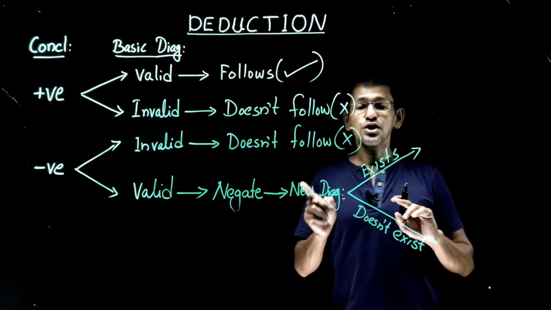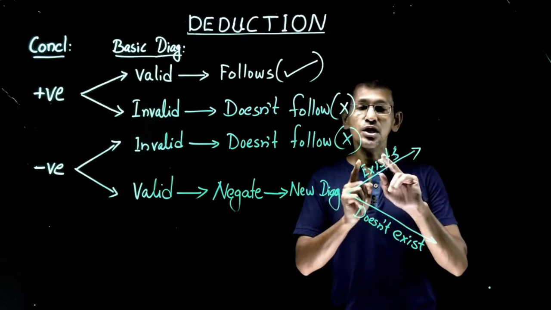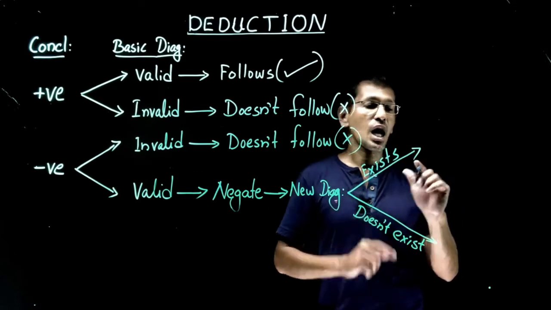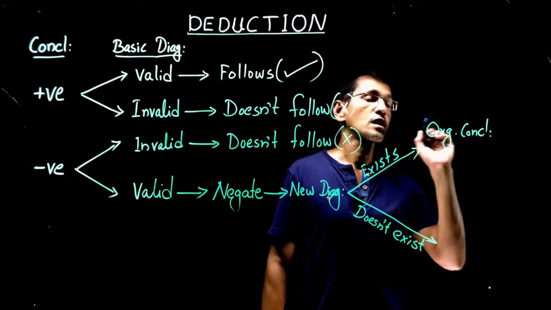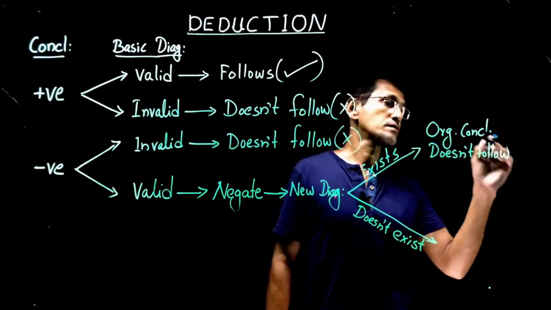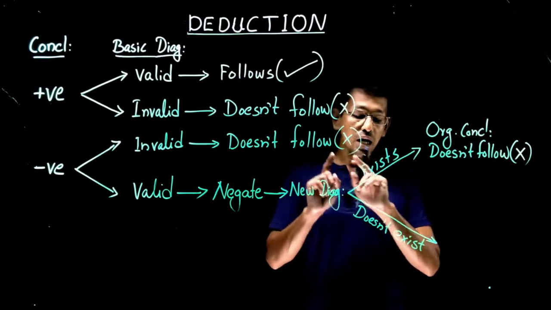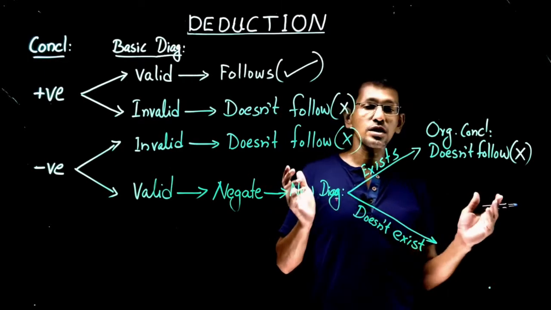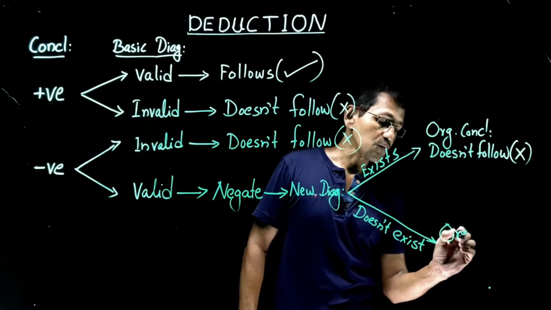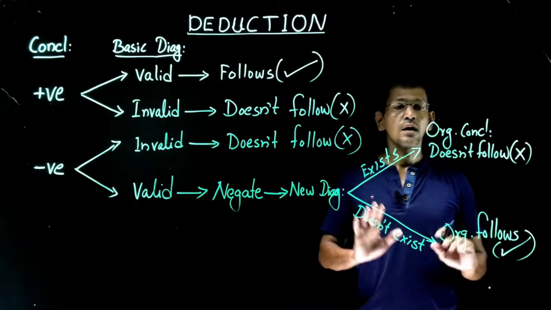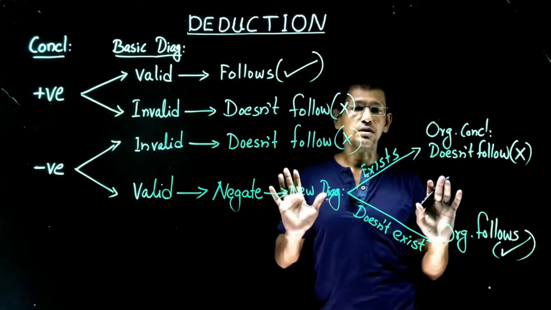Well, when we check this new diagram with respect to the given statements, if the new diagram exists, then our original conclusion doesn't follow. If the new diagram doesn't exist, then the original conclusion follows. So this is ultimately what happens in deduction type of questions.